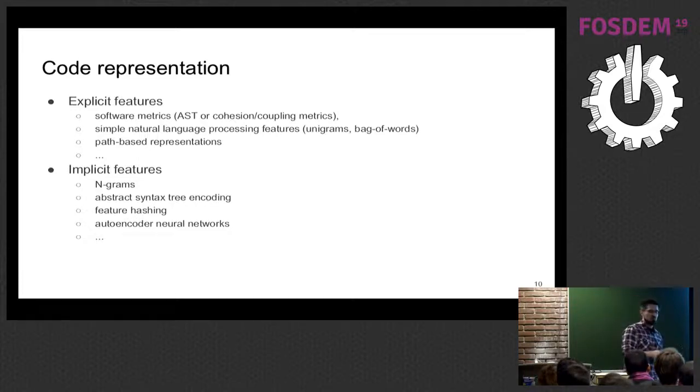An alternative here is implicit features that mostly could be described as n-grams, some kind of neural network processing, AST hashing, and different kinds of distributed representations. While they're very powerful, they obviously lack expressiveness. You get some vector of numbers, and you can't understand what this really means. But they can capture some properties that were not obvious beforehand, so they could be very useful too.